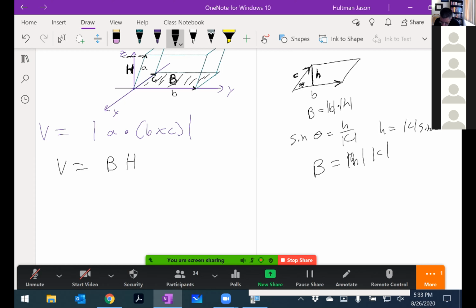Stop, erase. Why is my eraser not working? Go back to the erasing. There we go. Okay. So it's the magnitude of B times the magnitude of C times the sine of theta. But we saw we had something for that before. What was that? What was that equal to?